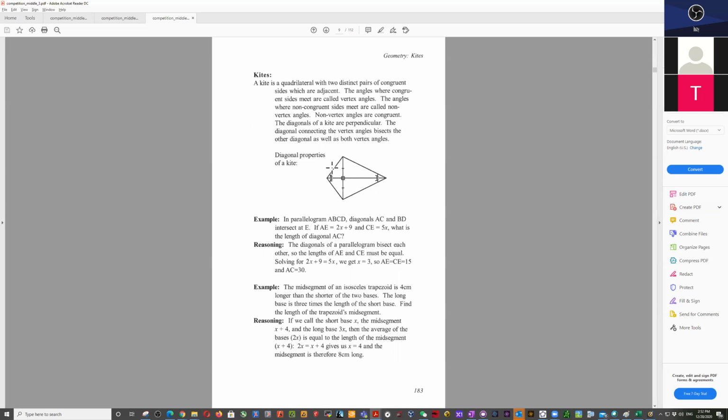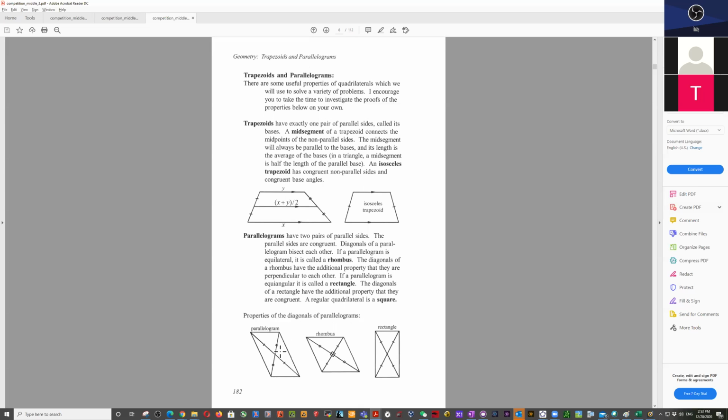The kite is where just two adjacent sides are the same. They have perpendicular diagonals. This point and this point are called the vertex angles, and these two points are not. Only where the two congruent sides join is it called a vertex angle. The diagonal connecting the two vertex angles will bisect those two vertex angles, and also bisect the opposite diagonal.